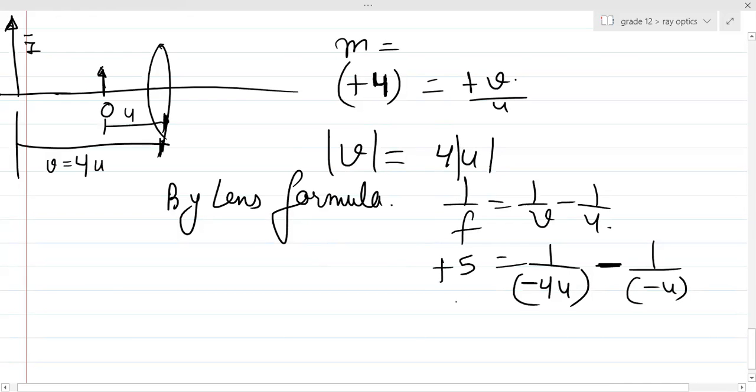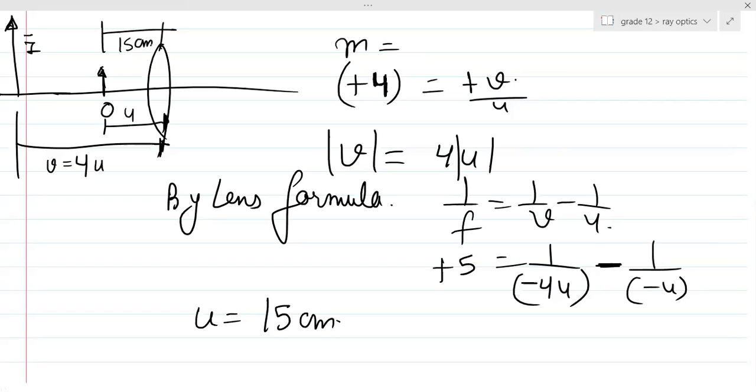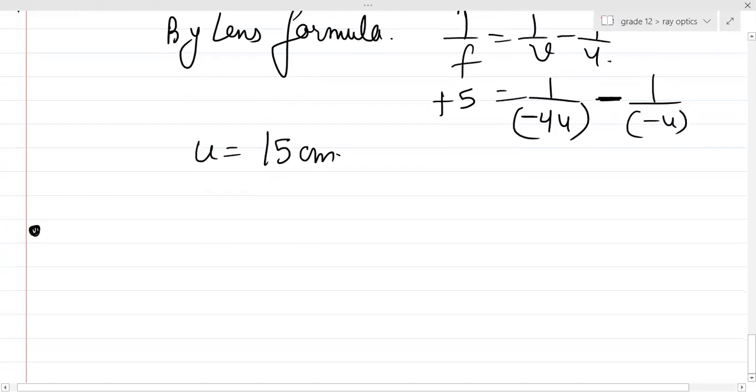And 1 by f was given, plus 5. So you people can solve, right? Guys, when you solve, the object distance u will come 15 centimeter. That implies this distance is basically 15 centimeter, and that's the answer. Anyways, try to solve it. So guys, these are the questions which are based on power. Basically, we just added one more thing. Is it clear? Any doubt?